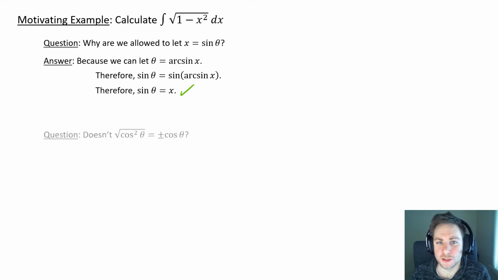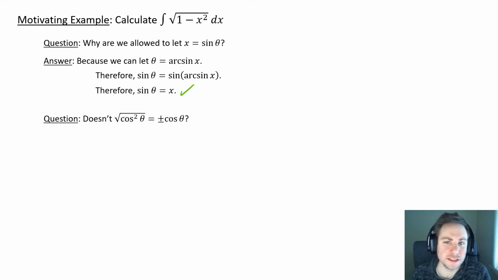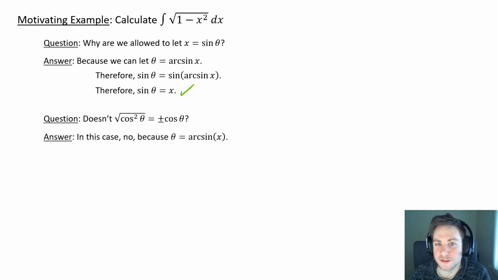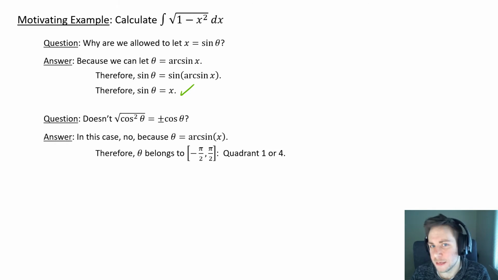Here's another important question we need to address. Technically speaking, when we cancel a square with a square root, we always need to introduce a plus or minus sign. But in the example, I chose to ignore this. And the reason I can ignore it is actually because of the fact that theta is defined as arcsine of x. Now, what does that have to do with a plus or minus sign? Well, remember that arcsine is only capable of returning angles in quadrant 1 or 4 according to the definitions I gave in an earlier video.